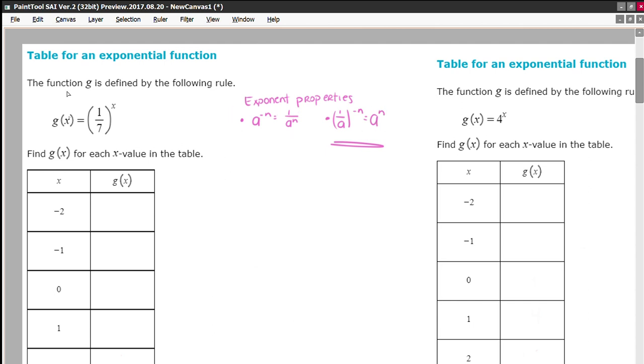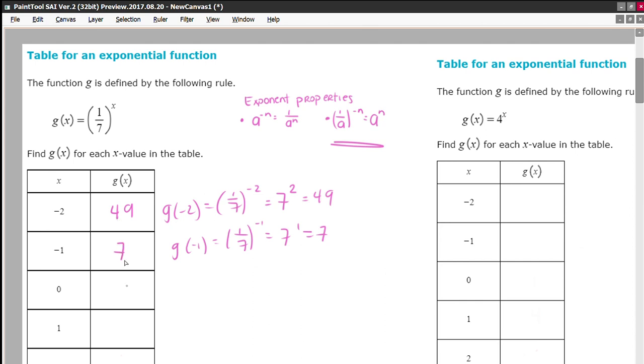So let's start with this first function. g of x equals 1/7 to the power of x. So if I want to evaluate this function in -2, this is going to be 1/7 to the power of -2. And by the properties of exponents, I know this can be rewritten as 7 to the power of 2, meaning 49. If I want to evaluate this function in -1, I will do the same thing. 1/7 evaluated in -1 means 7 to the power of 1, meaning 7.